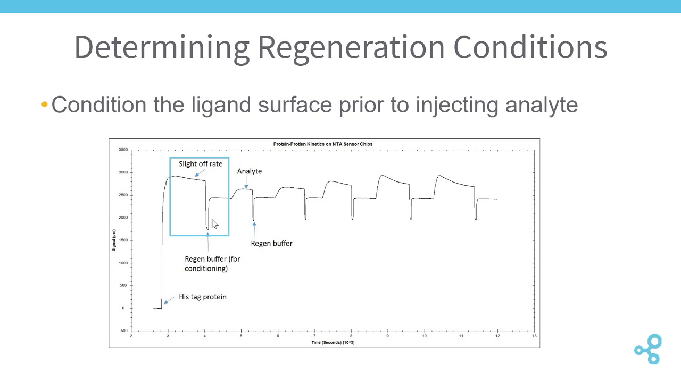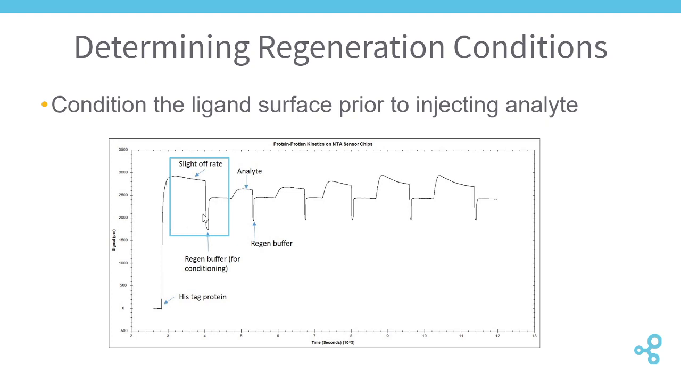If you do this conditioning step and you don't see a steady baseline, then it could just be that the his tag interaction with the surface isn't as strong as we need it to be for this interaction. So you'll probably have this off rate throughout the duration of the experiment. In that situation, it might be better to switch to a covalent coupling method. Since we're using a protein here, we can easily amine couple this to the sensor surface.